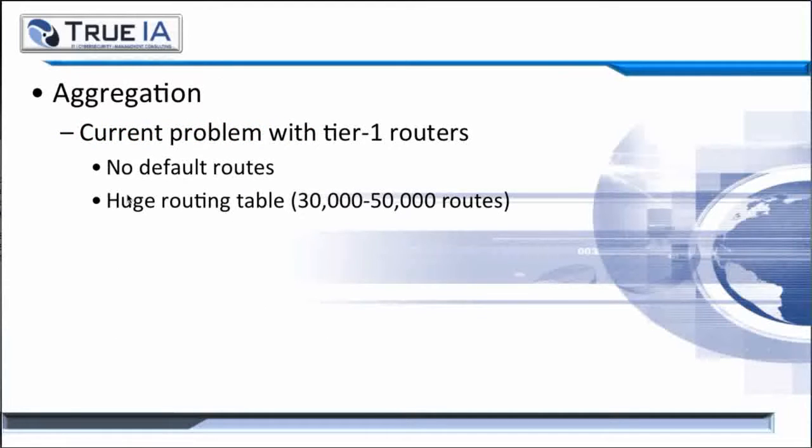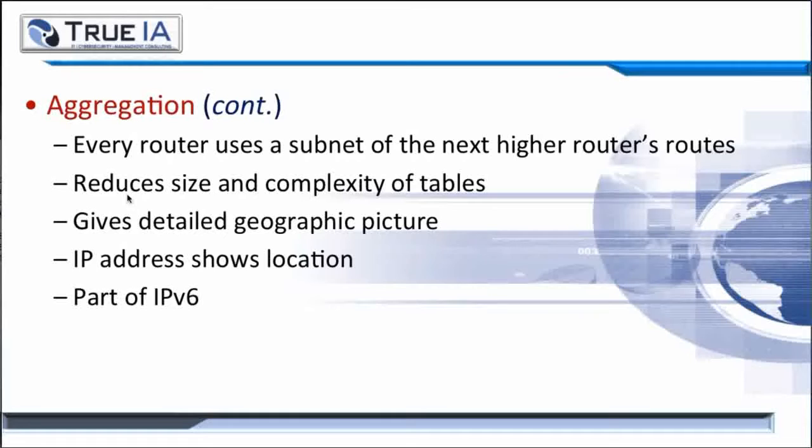That brings us to the subject of aggregation. The current problem that we have is with the Tier 1 routers. There are no default routes. Basically, they have to process a monstrous routing table, 30 to 50,000 individual routes. With the advent of IPv6, it eases this issue because every router uses a subnet of the next higher router's route. This will overall reduce the size and complexity of those route tables, and it gives detailed geographic pictures of where each route is located.